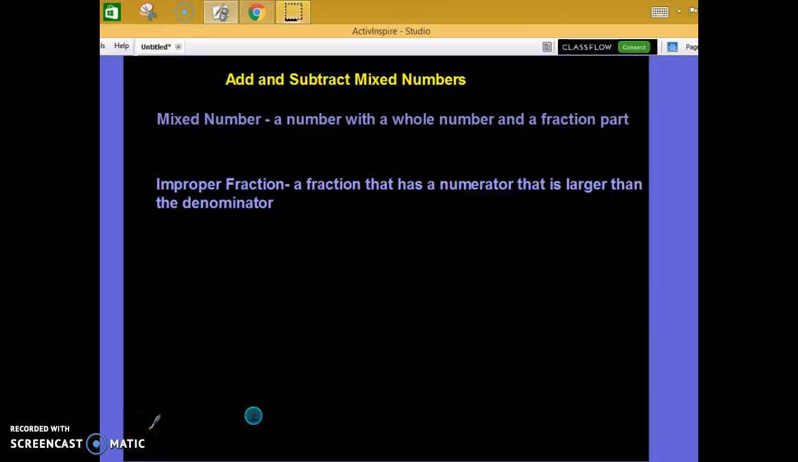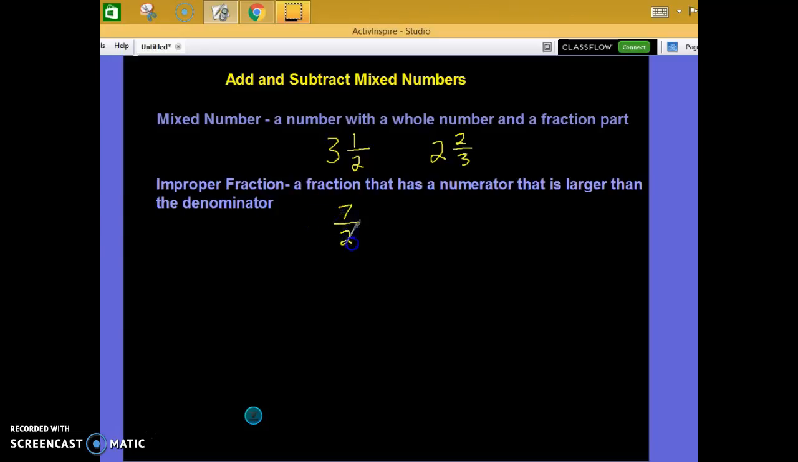Alright, now that we are able to rewrite a mixed number as an improper fraction, we're ready to add and subtract these mixed numbers. Again, a mixed number is a number with a whole number and a fractional part, like 3 and 1/2 or 2 and 2/3. These are mixed numbers. An improper fraction is a fraction where the numerator, top number, is larger than the denominator.